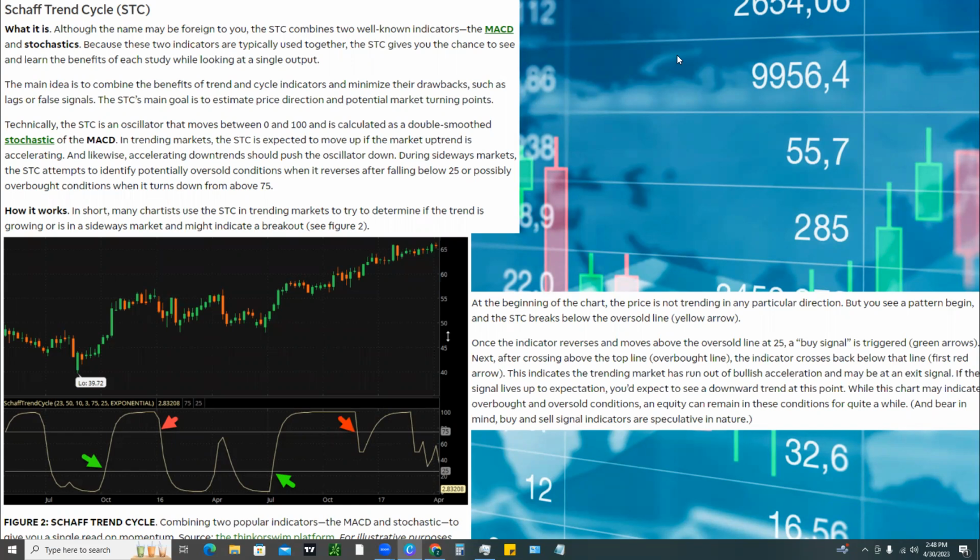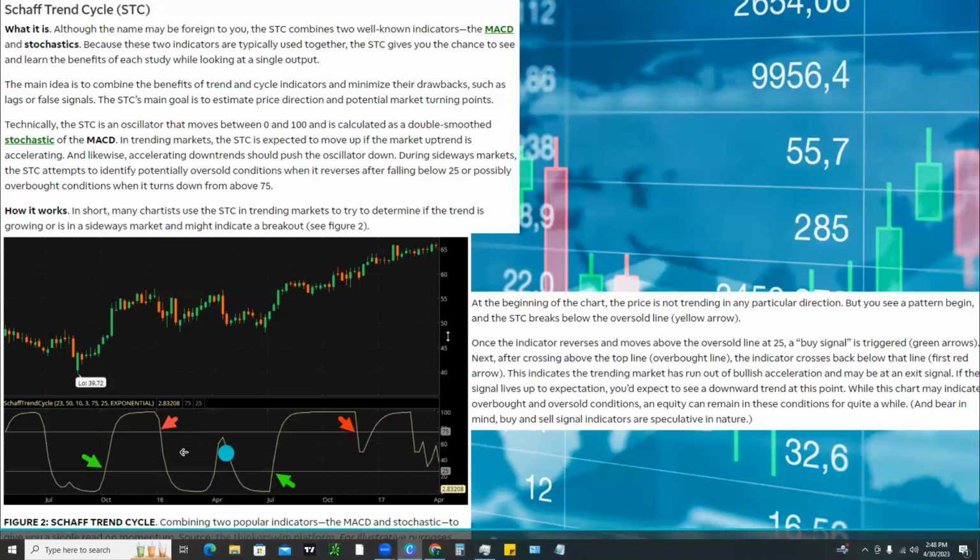In short, many chartists use the STC in trending markets to try to determine if the trend is growing or is in a sideways market and might indicate a breakout. Right. And as I mentioned, it combines two popular indicators, the MACD and the stochastics. At the beginning of the chart, the price is not trending in any particular direction, but you see a pattern begin and the STC breaks below the oversold line. All right. So that's kind of what we're looking at here. Once the indicator reverses and moves above the oversold line at 25, a buy signal is triggered.